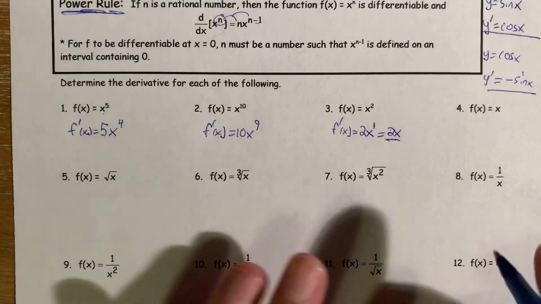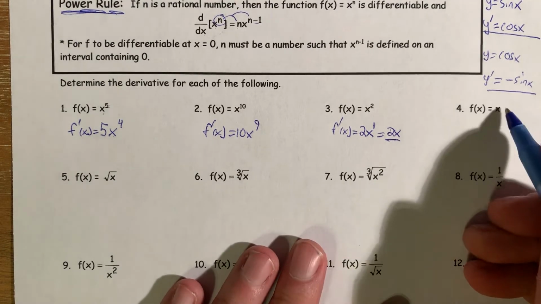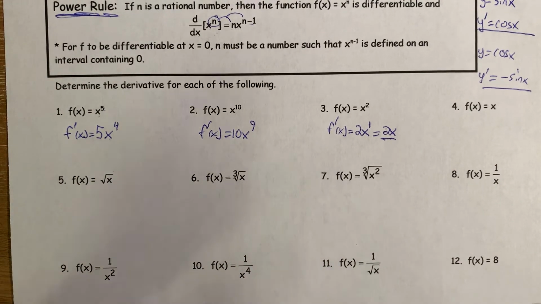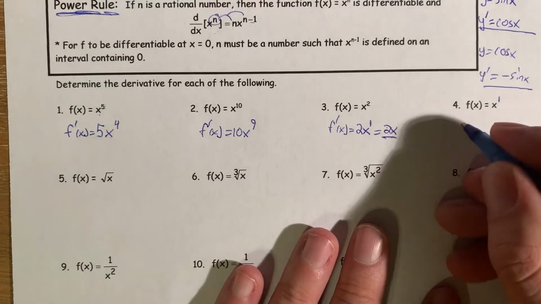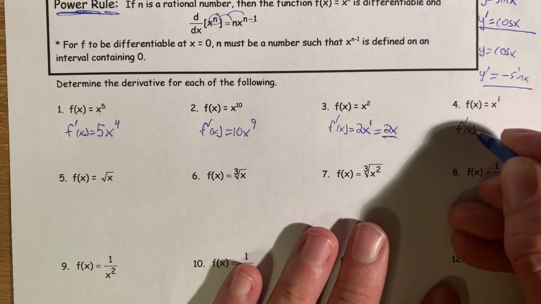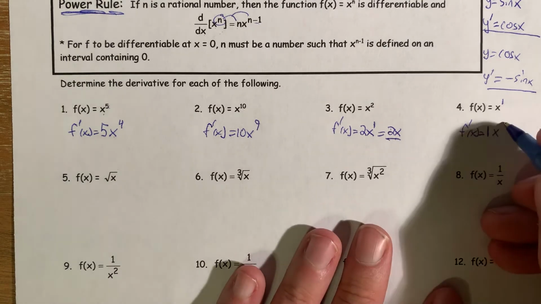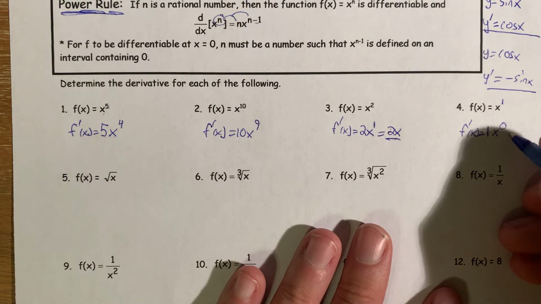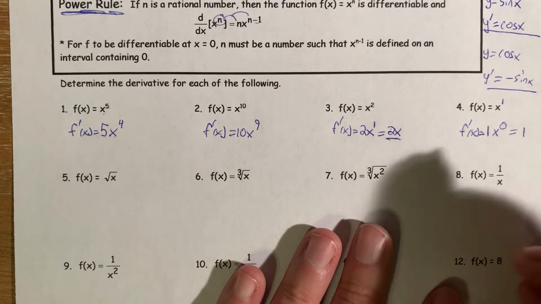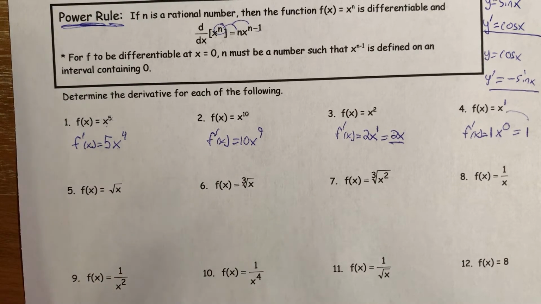All right. This next one is slightly different. It doesn't have a power on it, but the question here you should ask yourself is, is this x to some power? Maybe it is, maybe it isn't. Yes, this is x to the 1 power. And so the rule is that we would do 1 times x to the 0 power, and anything to the 0 power is 1. So this is 1 times 1, which is 1. And this is an important one to remember, because it seems slightly different than the other ones, but the derivative of x is just 1.